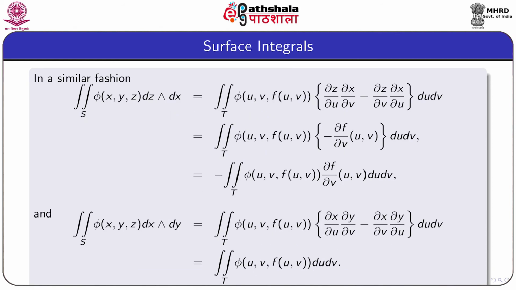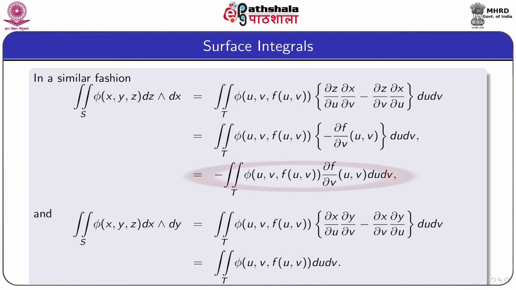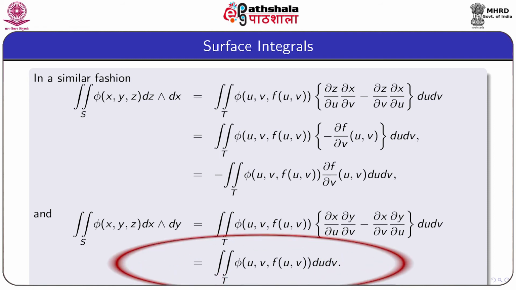In a similar fashion, we can show that the surface integral over S of phi(x,y,z) dz∧dx equals the negative of the double integral over T of phi(u,v,f(u,v)) ∂f/∂v at (u,v) du dv, and the surface integral over S of phi(x,y,z) dx∧dy equals the double integral over T of phi(u,v,f(u,v)) du dv.